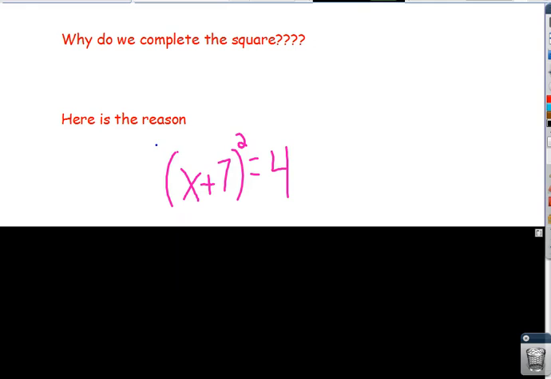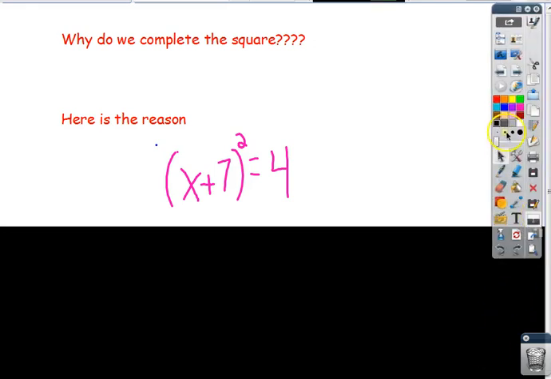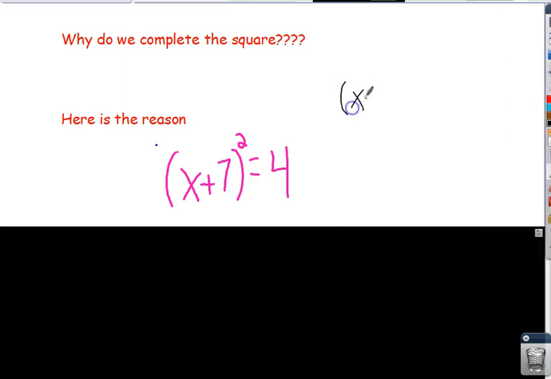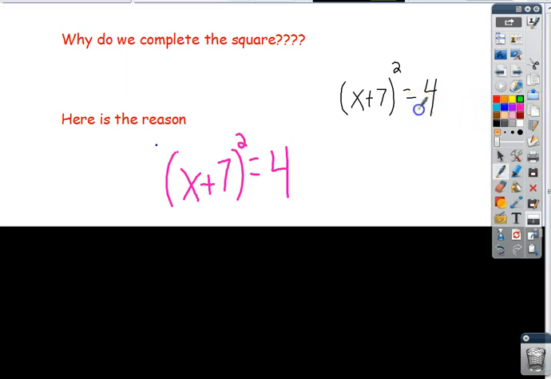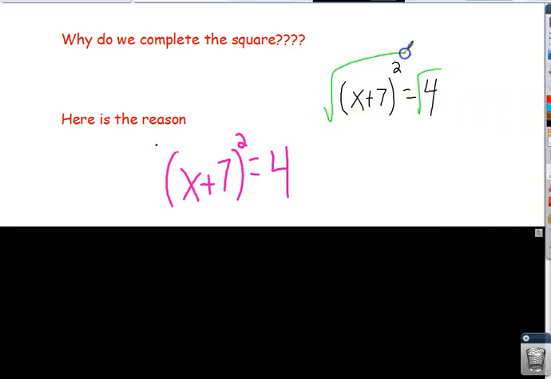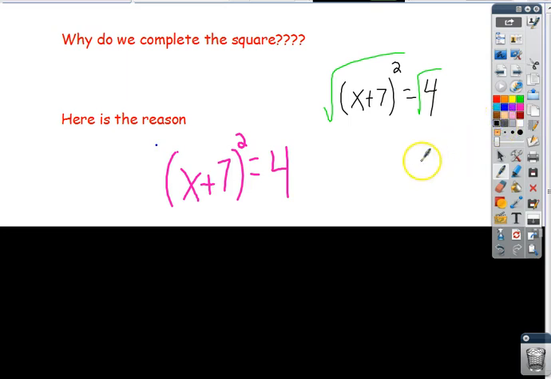If I am able to factor something where it is a binomial squared, I am then able to take the square root of both sides of the problem. Meaning, I can go, alright, that is squared. Well, how do I undo a square? A square root. It's a special case of solving quadratics.